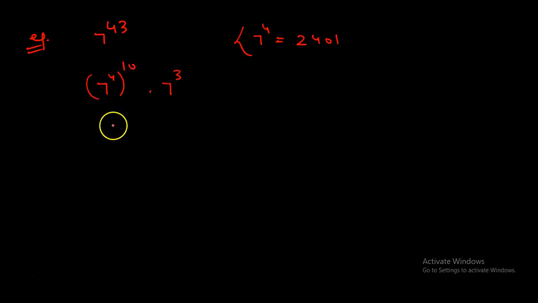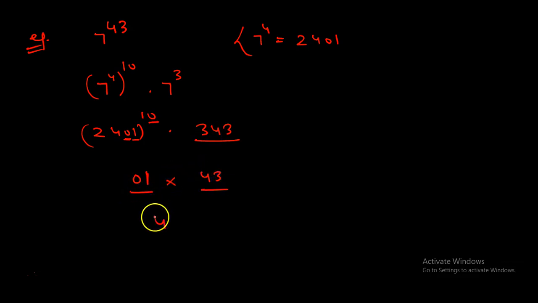Now 7 power 4 we can write as 2401, but there is no need to write 2401. We can write only the last two digits, since we are focusing on the last two digits only. And 7 power 3, you should know the cyclicity, is 343. Now 1 will be there. This is 0 and this is also 0, so 0 into 0 is 0, so 01. From here the last two digits are 43, so 43 into 01 is 43. So the answer is 43.